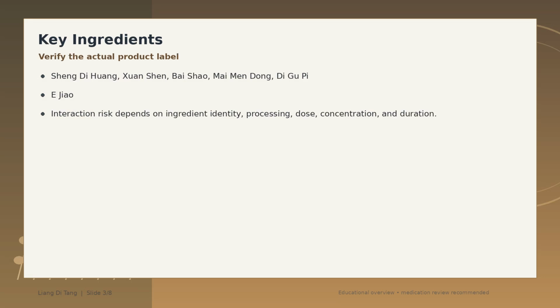Key herbs commonly associated with this formula include Sheng Dai Huang, Xuan Shen, Bai Shao, Mai Men Dong, Dai Gu Pai, E Jiao. In classical formula analysis, some herbs address the principal mechanism, others support the chief action, and others harmonize or direct the prescription. The exact composition can vary by lineage, manufacturer, granule concentration, and modification. For interaction analysis, the actual ingredient label and dose are more important than relying only on the traditional formula name.